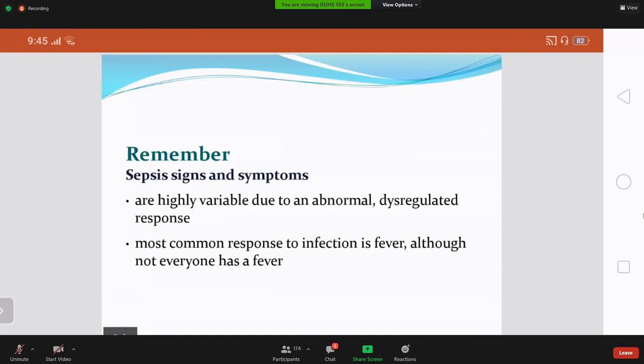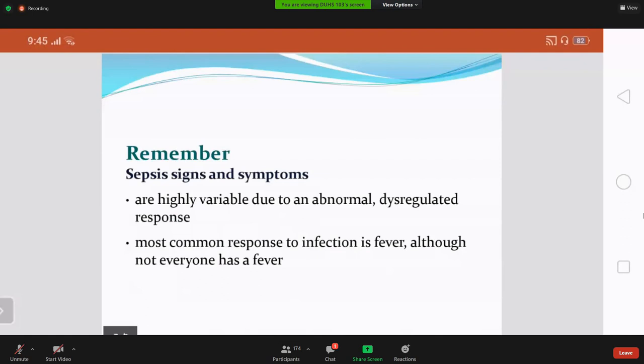So the things that we need to remember are the signs and symptoms of sepsis. They can be highly variable due to an abnormal, dysregulated response. The most common body response to sepsis or infection is fever, although not everyone has a fever.